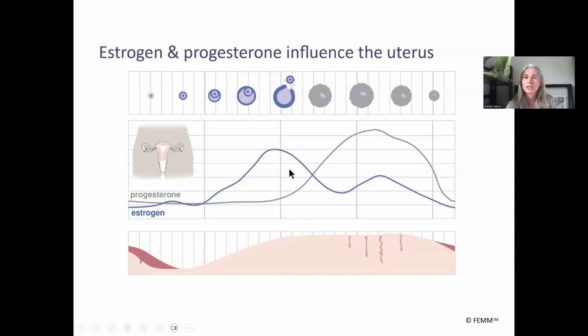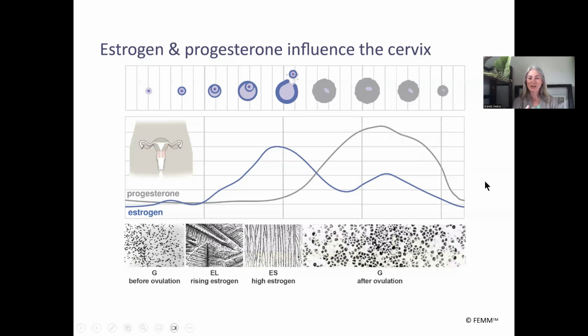And then that progesterone production follows a bell-shaped curve during the second half of your cycle to help sustain that endometrial lining, again in the hopes that a fertilized egg will implant. So that's how estrogen and progesterone influence your uterus. Let's move on and talk about estrogen and progesterone and your cervical fluid.